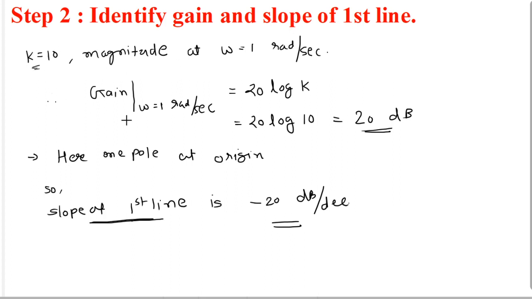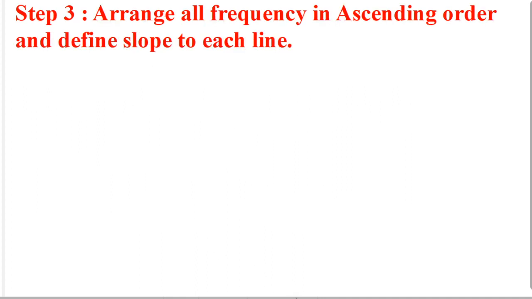Here at constant K equal to 10, first I am finding the magnitude with the standard formula 20 log K at omega equal to 1 radian per second. So 20 log 10 is 20 decibel. If you calculate it on a calculator, you get the answer 20 decibel. Now to find the first line slope: here one pole at origin, so I am writing the slope of first line is minus 20 decibel per decade.